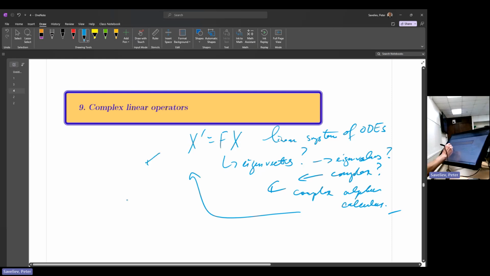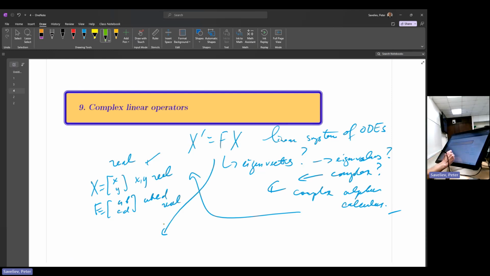So here in a real environment, we have x equal to (x, y), okay, x and y real. And f is a, b, c, d, also a, b, c, d real. Or we can do the same, and now we just do everything complex. Same exact story. And so this is complex. Okay, so (x, y) is made of two complex numbers, and it's still a vector, but its components are complex, and the matrix is also made of complex numbers. So it's totally possible.